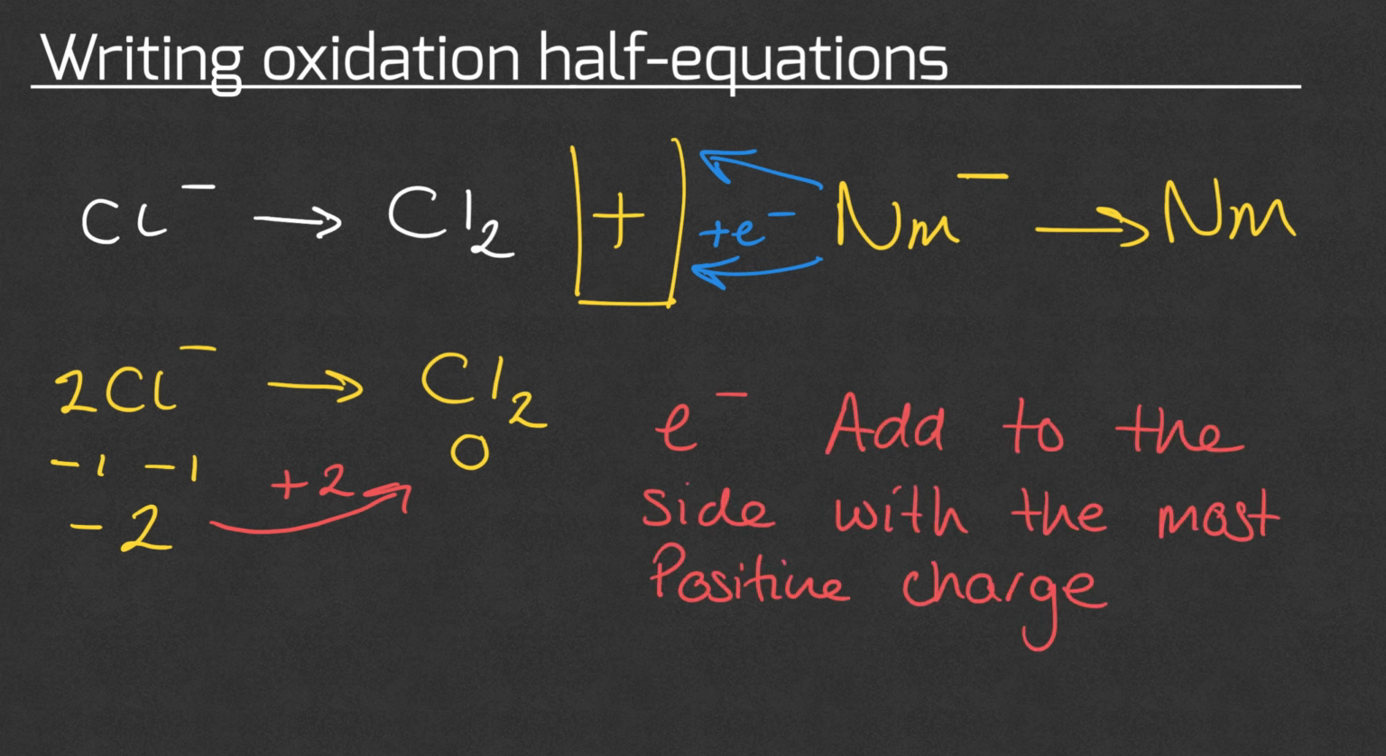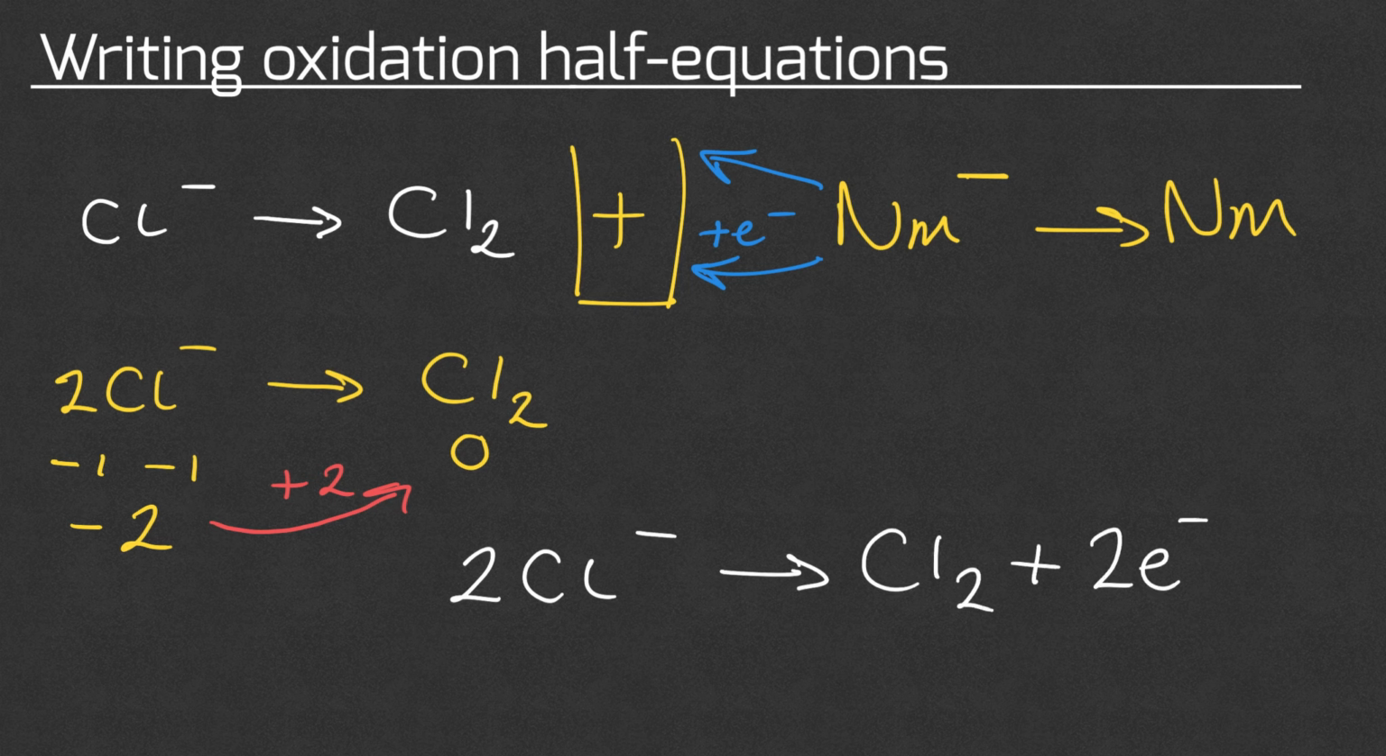Just like the example we looked at a moment ago, we need to add the electrons to the side with the most positive charge. So in this case, 0 is more positive than -2, so we're going to add the electrons to the right-hand side of this equation. And this is because chlorine is losing electrons. Chlorine is being oxidized. If you lose electrons, they're always written on the right-hand side of the equation. So here we can see the overall half equation when I've added the electrons onto the right-hand side.